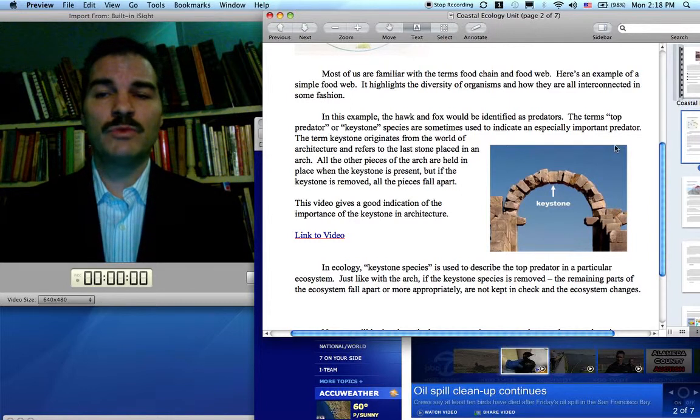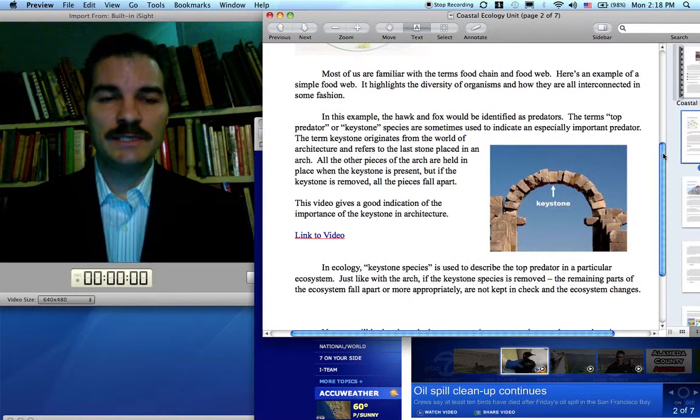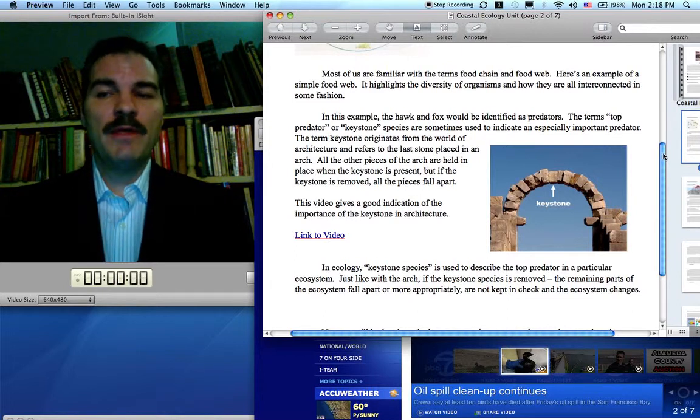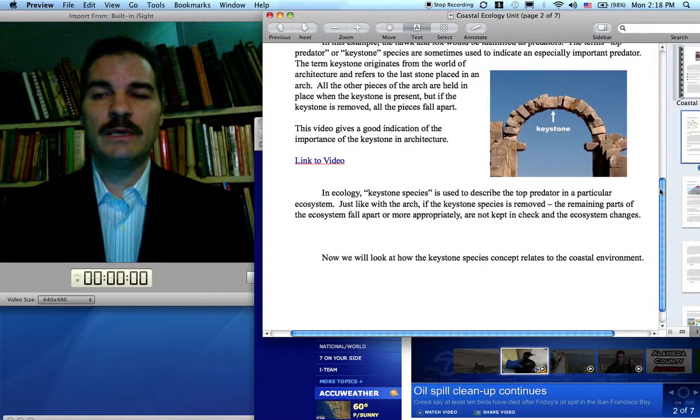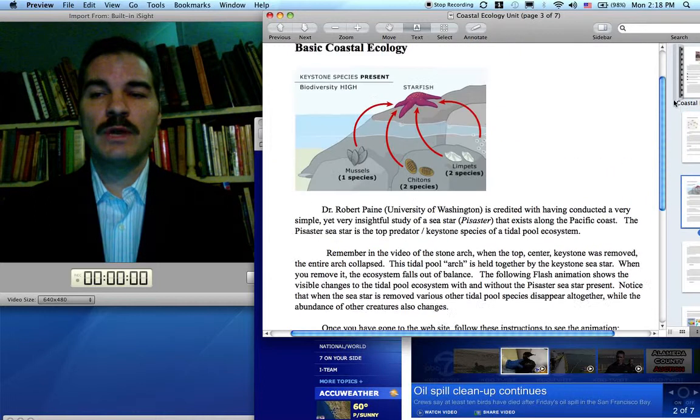You can imagine, remove this stone and the arch simply disintegrates, falls apart. The same is very true with the keystone species in ecology. If that particular species disappears, things happen in that ecosystem, changes. It's not good. They fall out of balance. So that will be an interesting concept to go over.